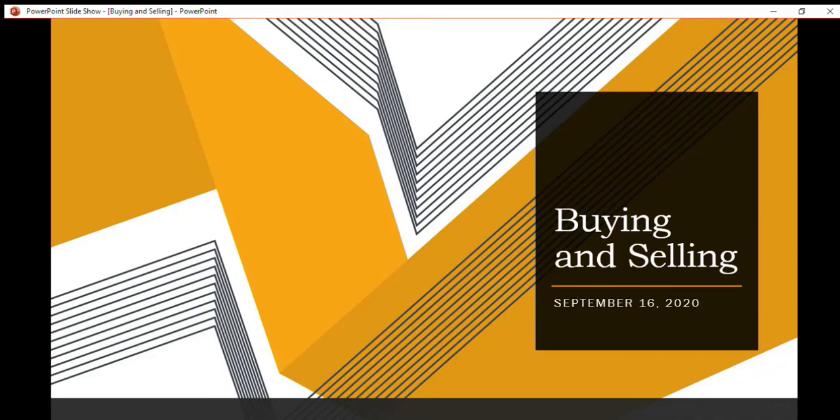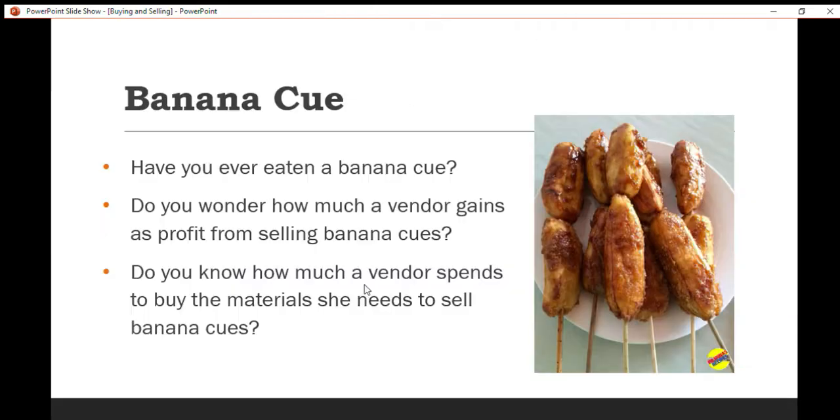Okay, so this is the lecture about buying and selling. This is the first lesson about the theoretical concepts of business math. Okay, so let's start with the concept of selling banana cues. I'm sure you have already eaten a banana cue.